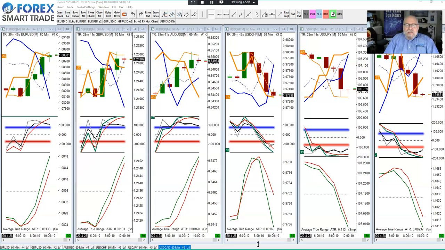It is terrific to have sun in the morning. We've been doing these when it's always dark, but it's nice to have the sun up this morning.